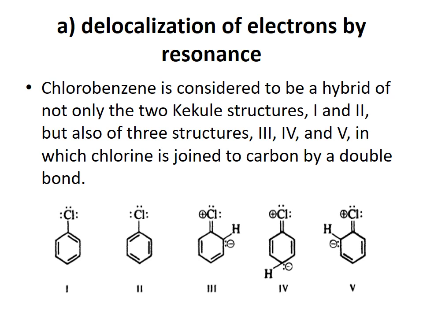We know that if the number of contributing structures is more, the stability of the hybrid will be high. So the chlorobenzene or the aryl halide will be highly stable because of the contribution from these 5 different structures, and stable compounds are less reactive. So that is the first explanation for the low reactivity of aryl halides. That is due to the high stability of aryl halides due to delocalization of electrons by resonance.